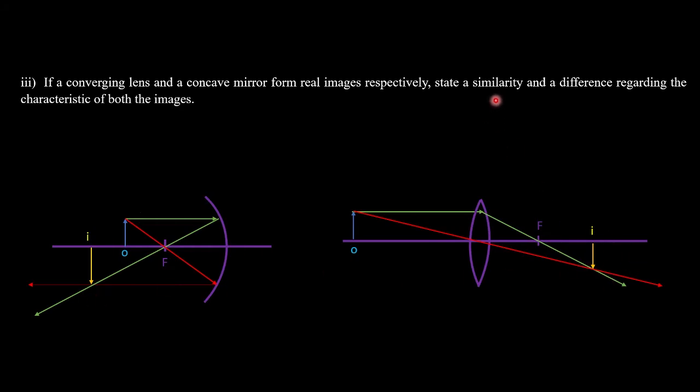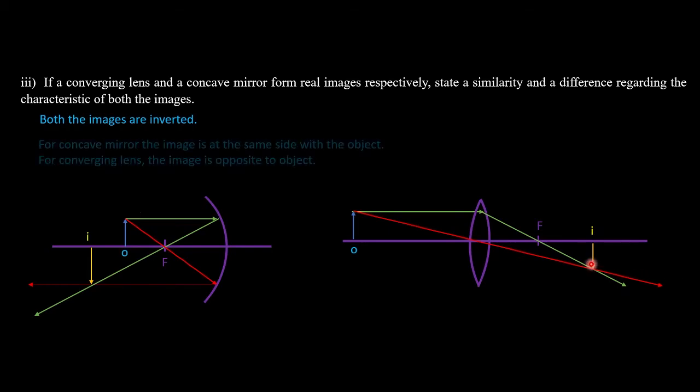Now we look at the similarity first. For similarity, for both images, we notice that they are both inverted. So this is your similarity. For the differences, for the concave mirror, the object and image are on the same side, but for the converging lens, the object and image are on different sides, opposite to each other. So we have the answer: concave mirror, image and object are on the same side, while for the converging lens, image and object are opposite to each other.